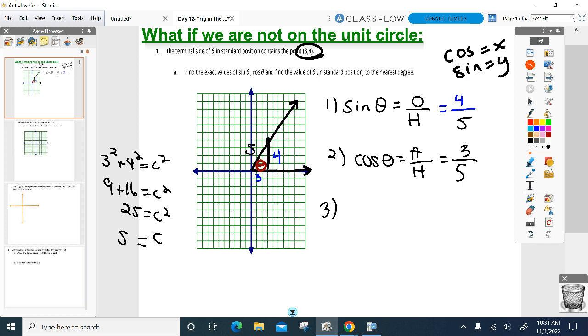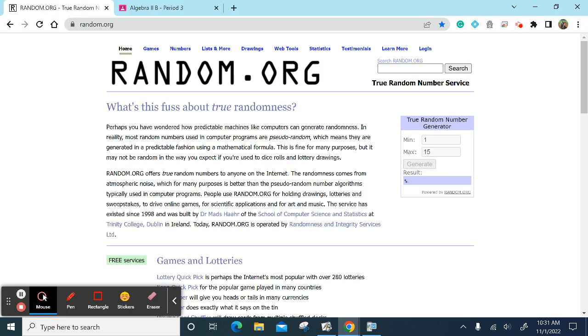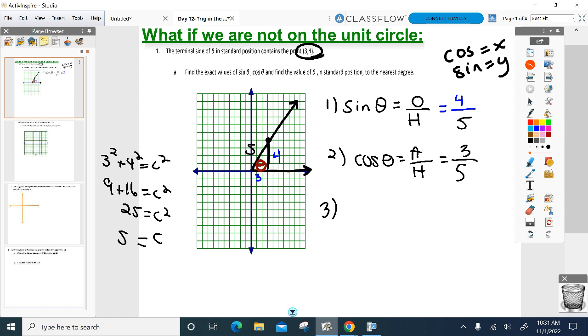So let's make a class decision right now. Do you want to use the sine or the cosine? Fine. We're going to get the answer either way. So let's do sine theta equals 4/5. If you want to find the angle theta, you got to do the inverse of sine. So inverse sine 4/5. And if you chose cosine and used 3/5, still would have got the same answer.